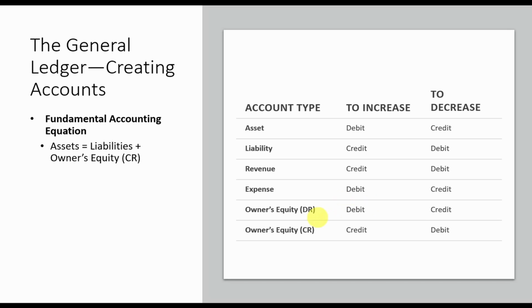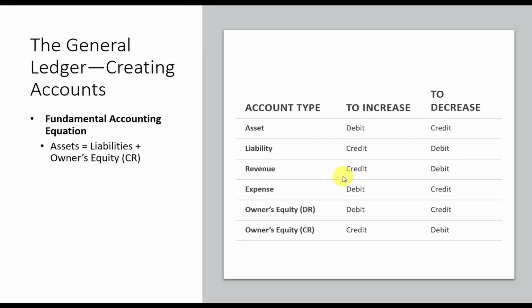Because it follows the fundamental accounting equation, you can expect all the account types to function the way you expect them to. We know that assets increase when debited and decrease when credited. Liabilities increase when credited and decrease when debited.